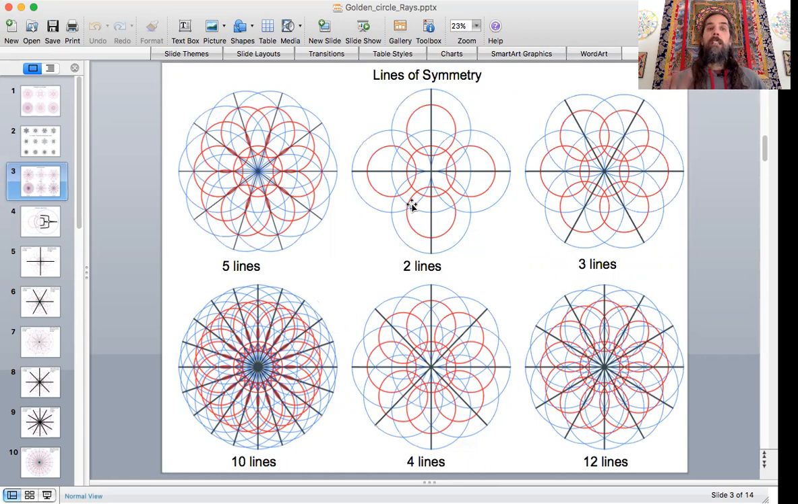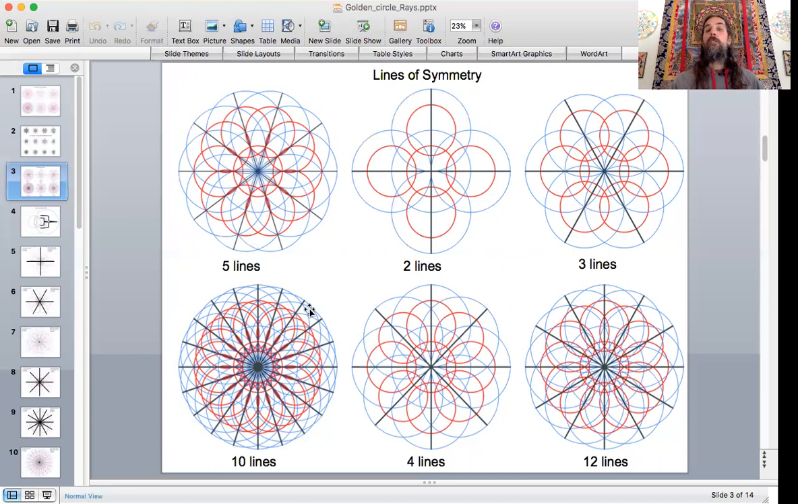For instance, let's just go over a little bit of the language here that I'll be using. Basically, we're going to talk about these lines of symmetry. For instance, this pattern here is the most basic and simple. It's just 2 lines of symmetry. And the way I'm referring to lines of symmetry here is that these lines will go through the circle of the red circles here and the blue circles. So we got 2 lines here, we've got 3 lines over here, and then we've got the 5 lines going here.